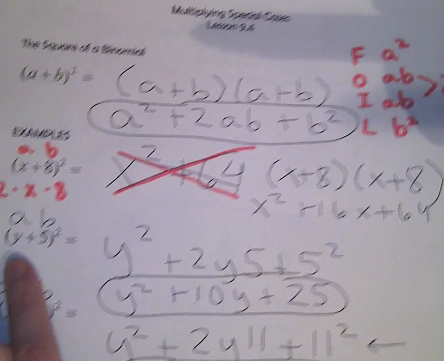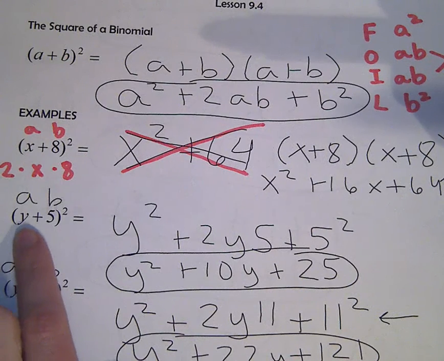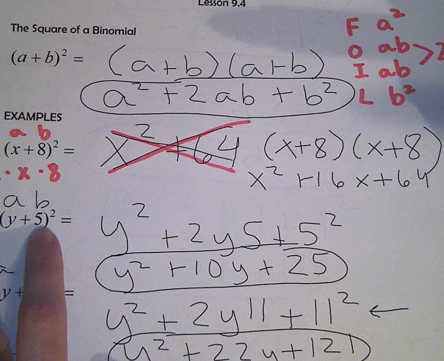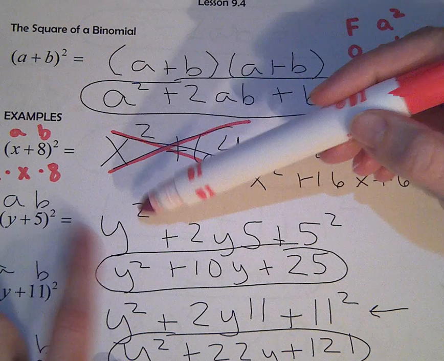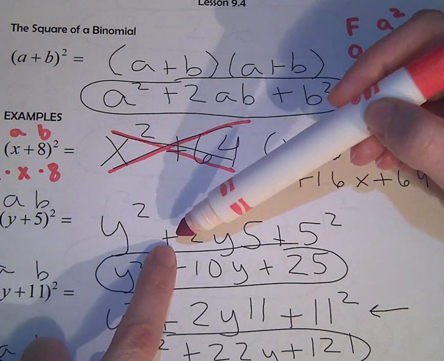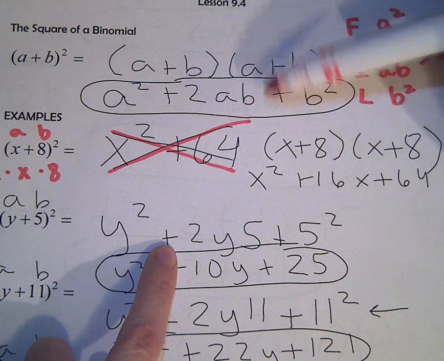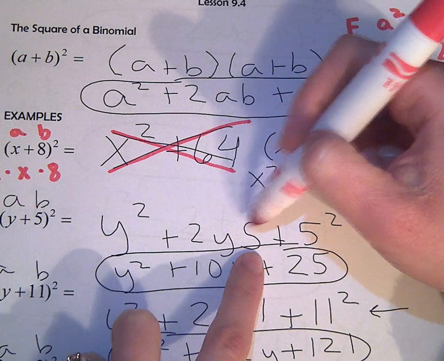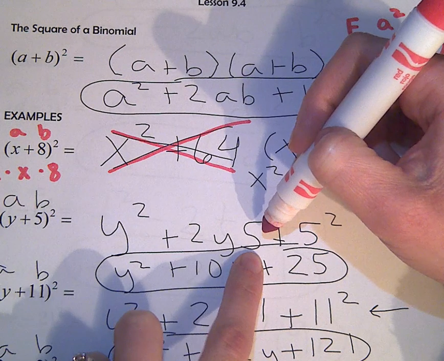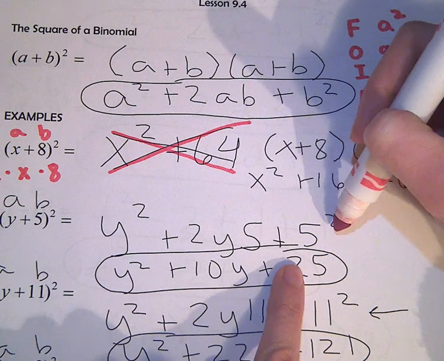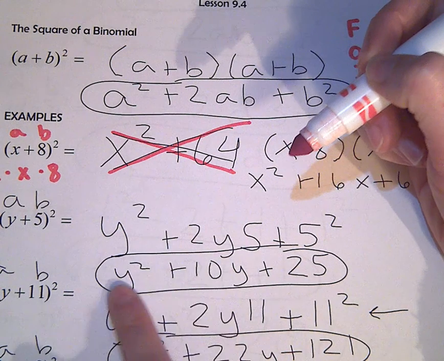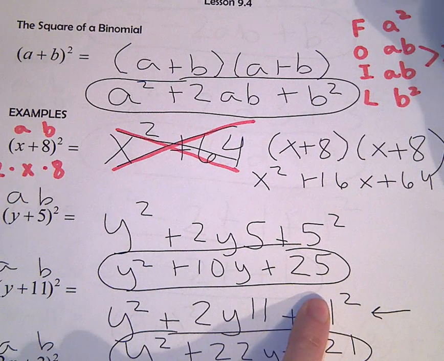So here's y plus 5 squared. My a is y, b is 5. So I go ahead and write this out. A squared, that's y squared, plus the rule is 2 times a times b, so 2 times my a, which is y, times my b, which is 5, plus my b squared, which is 5 squared. So now I just multiply this. 2 times y times 5 is 10y, so there's my answer. And I didn't have to do any FOILing.